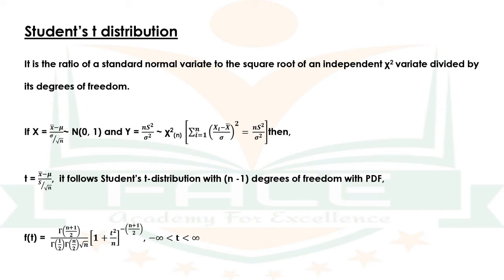Then t is equal to x bar minus mu by s by root n. It follows a Student's t distribution with n minus 1 degrees of freedom, and its PDF is given by f of t is equal to gamma of n plus 1 by 2 divided by gamma 1 by 2 gamma n by 2 root n into 1 plus t square by n the whole raised to minus n plus 1 by 2, where t varies from minus infinity to infinity.